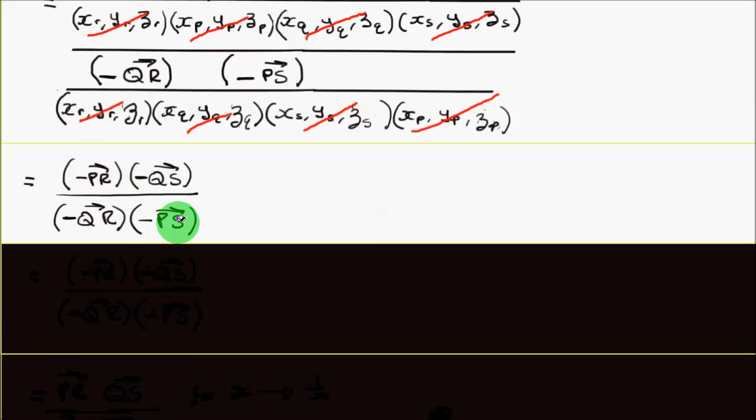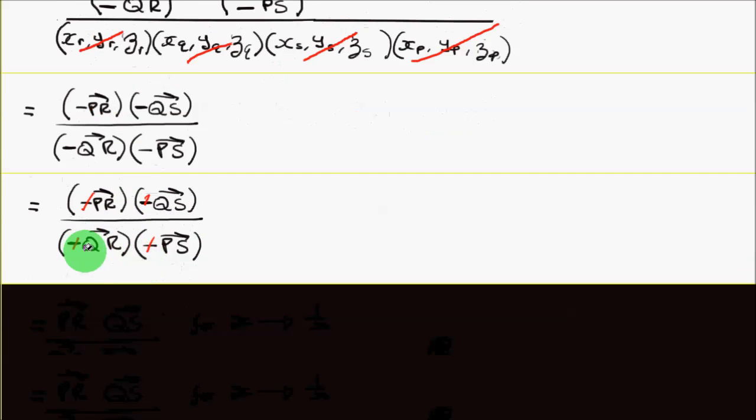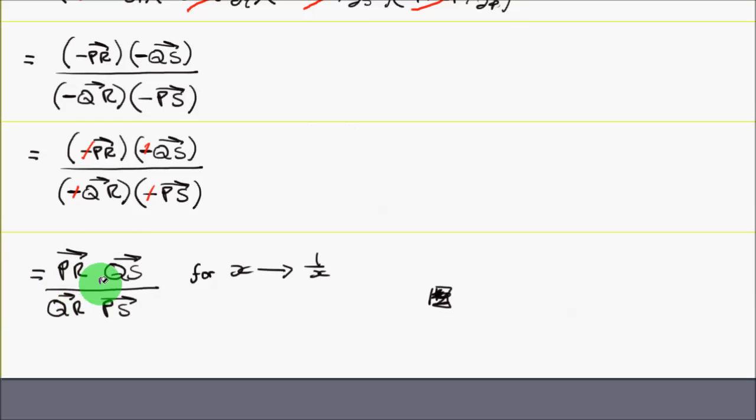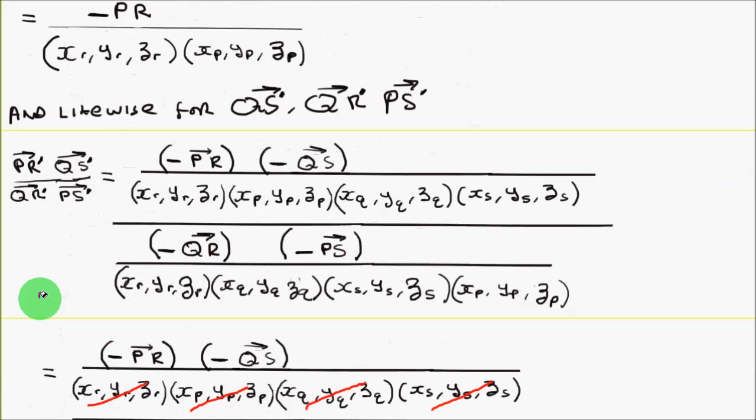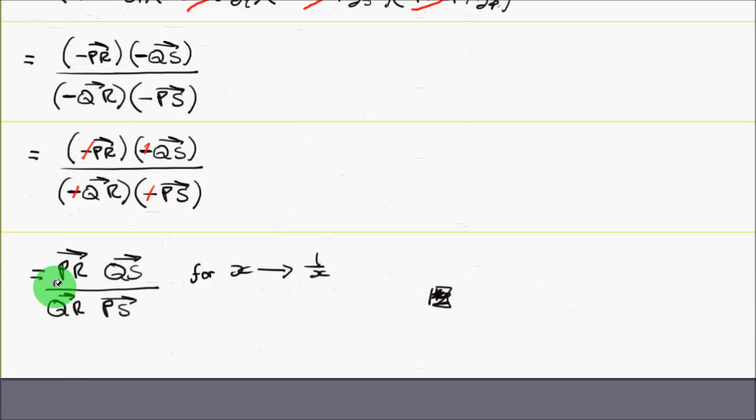Now we have these negative signs, and they can be cancelled out. A negative times a negative is a positive. And that leaves us with the unprimed cross ratio for vectors. So we've shown here that for the transformation x goes to 1 over x, the cross ratio of the primes, that is after the transformation, is equal to the cross ratio of the unprimed. This shows that for the transformation x goes to 1 over x, the cross ratio is invariant.